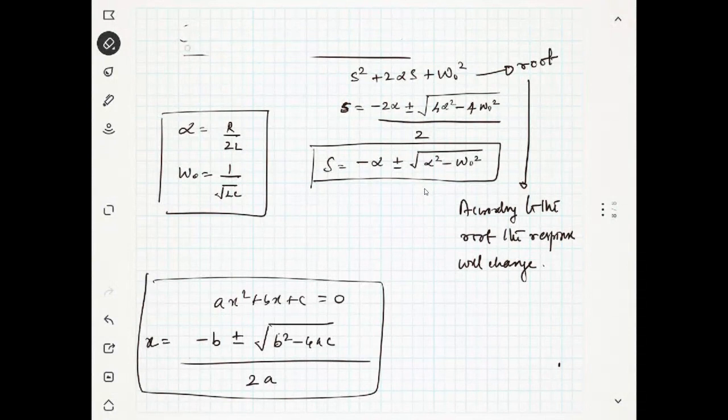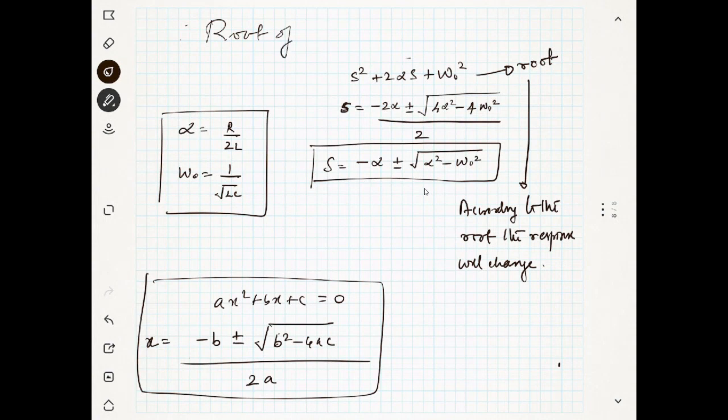Okay, right. So we will discuss here the root of the denominator. And this denominator has a special name. There is a special name in electrical engineering for this kind of denominator, which is known as the characteristic equation.